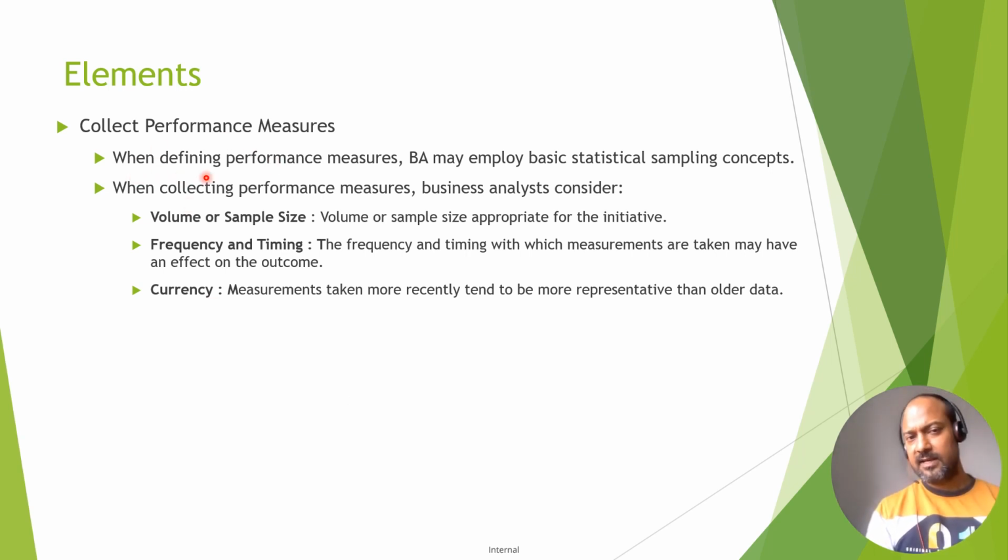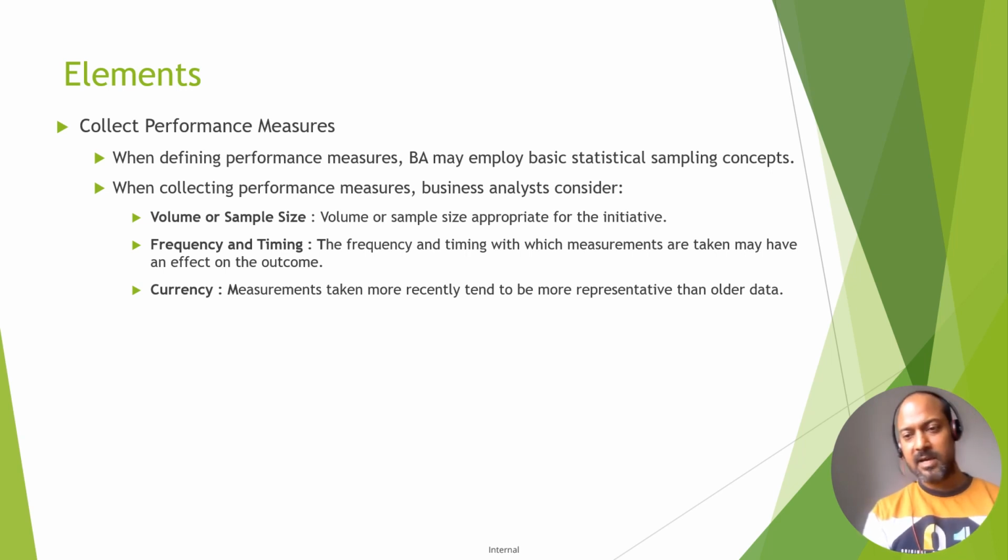So when defining the performance measures, BAs employ basic statistical sampling concepts. When collecting performance measures, business analysts consider volume or sample size appropriate for the initiative, and frequency and timing. The frequency and timing with which measurements are taken may have an effect on the outcome. Currency: measurements taken more recently tend to be more representative than older data.